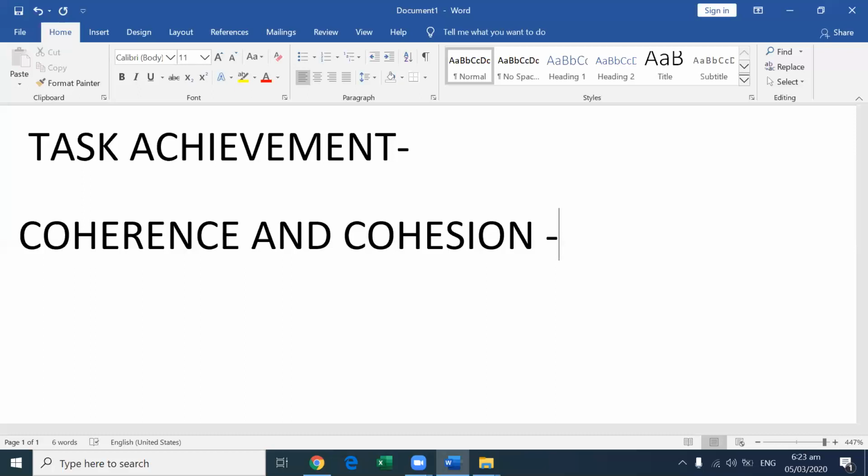Okay, you have to make at least 2 body paragraphs. Okay. And for the third body paragraph, that's either optional or case to case. It depends on the questions. Okay, so that's for coherence and cohesion.